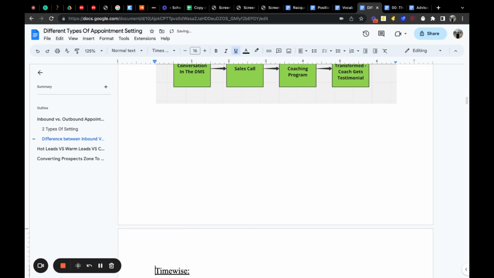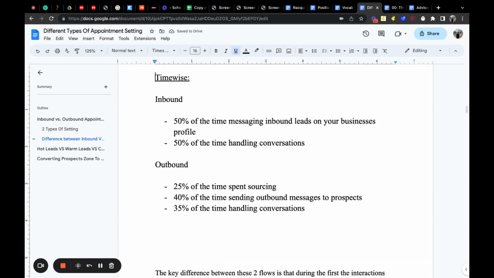Time-wise, there's also a big difference with inbound. 50% of the time will be messaging inbound leads on your business's profile. With inbound setting, you're going to be using the main account of your business, because that's where all of the attention is driven. With outbound, a lot of times you're going to be using your own accounts for outreach, or multiple accounts. So if you were doing outbound setting for a fitness coach, you would be using multiple accounts to send maybe 100 messages. That's usually the standard: 100 outbound messages per day, reaching out to cold leads who might be interested in fitness.